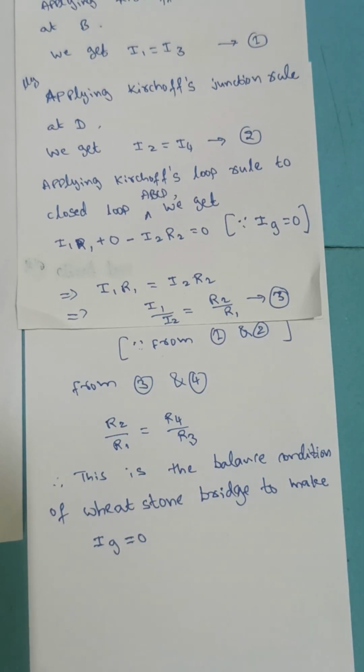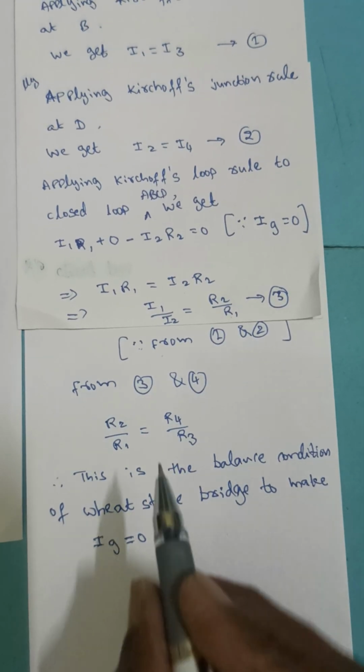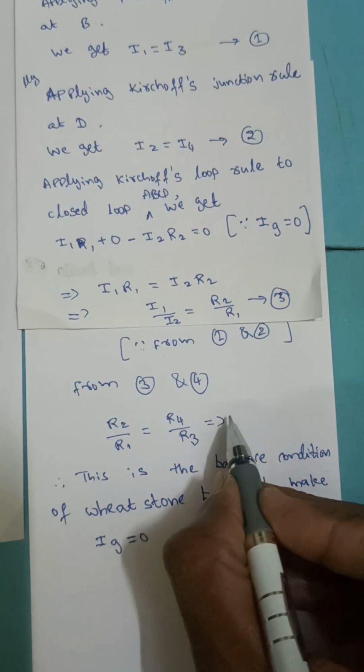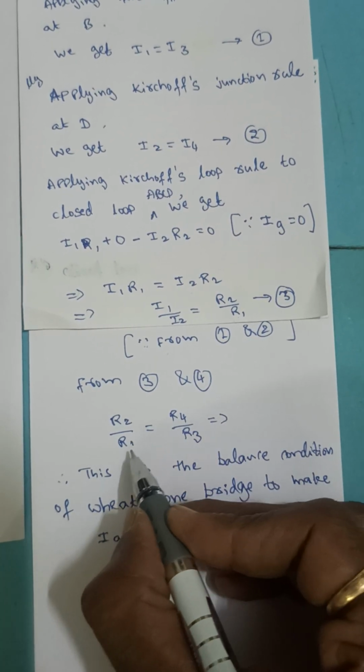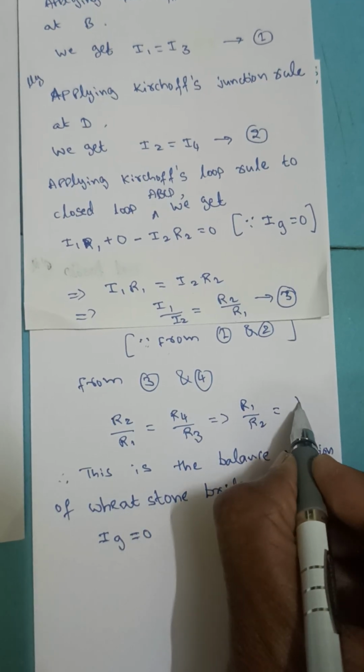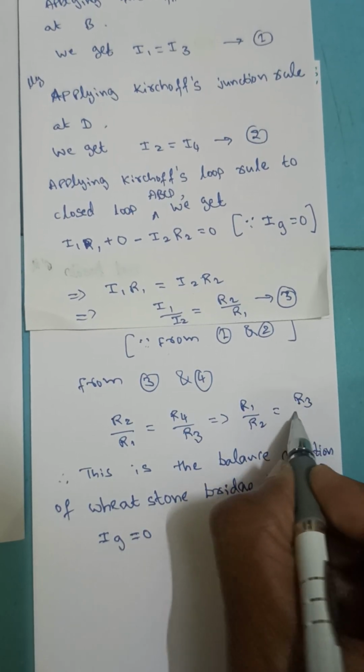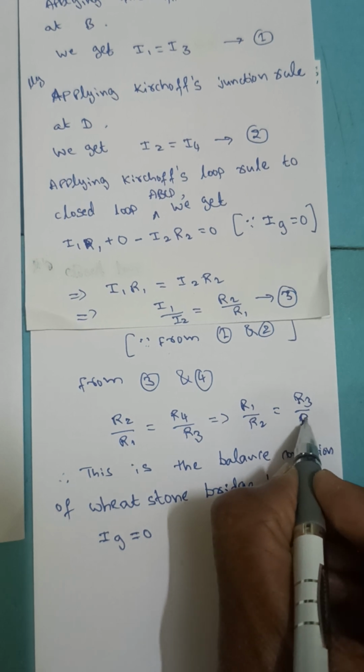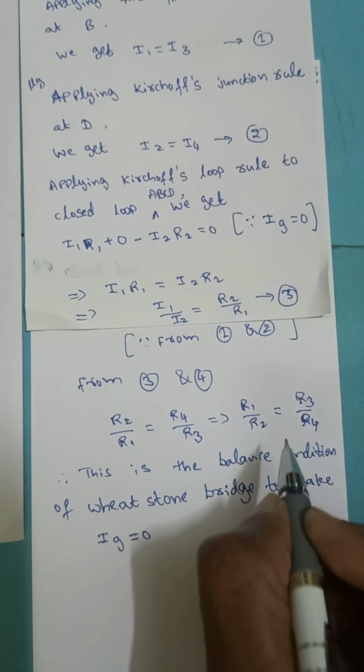R4/R3. So you write it also implies, so you write reverse R1/R2 is equal to R3/R4. You write like this also.